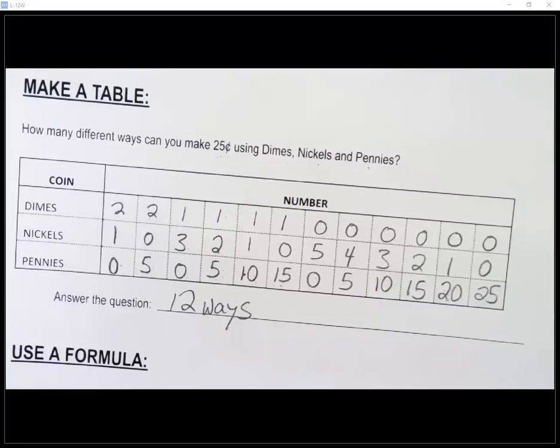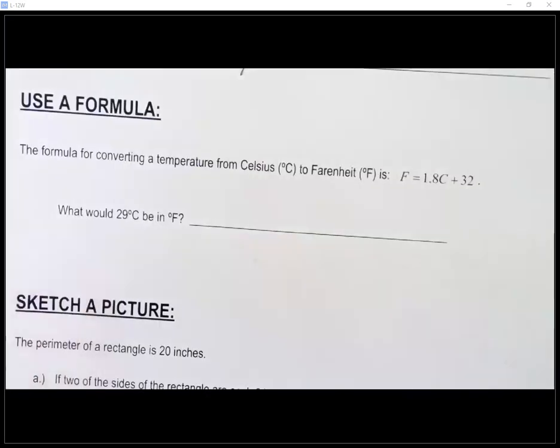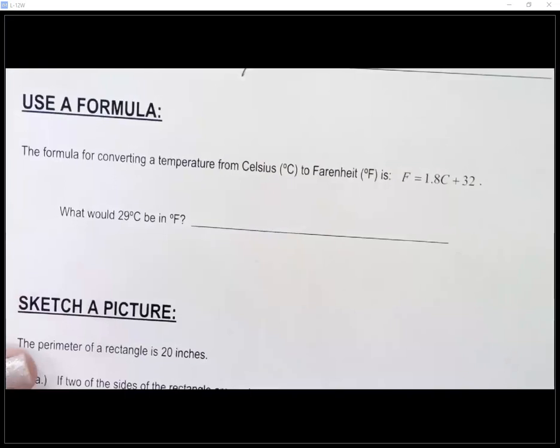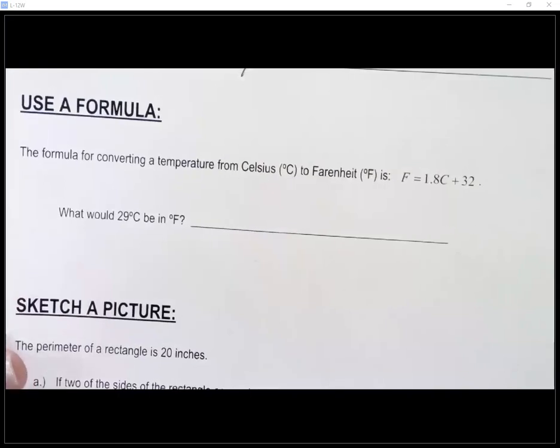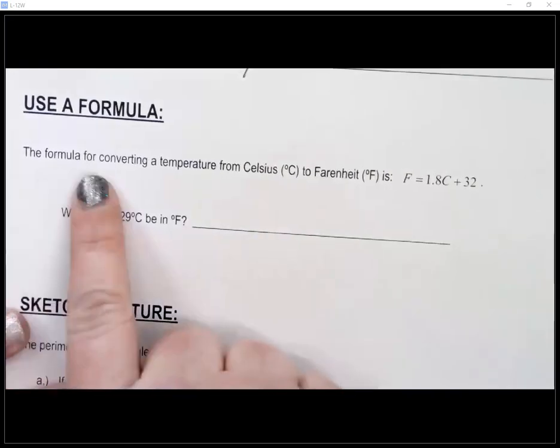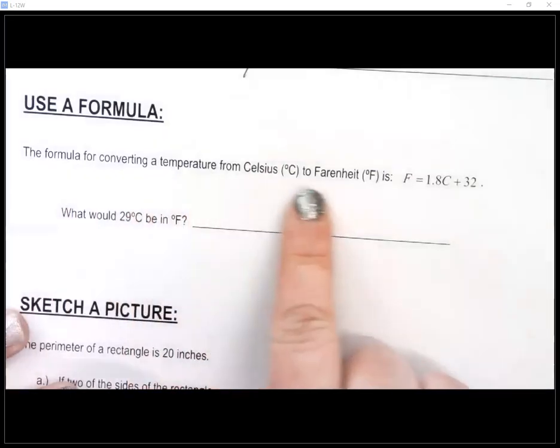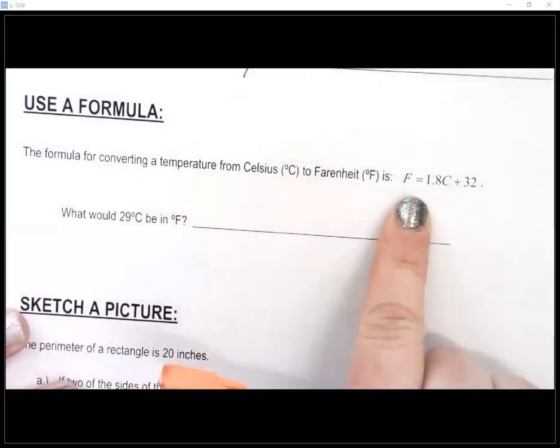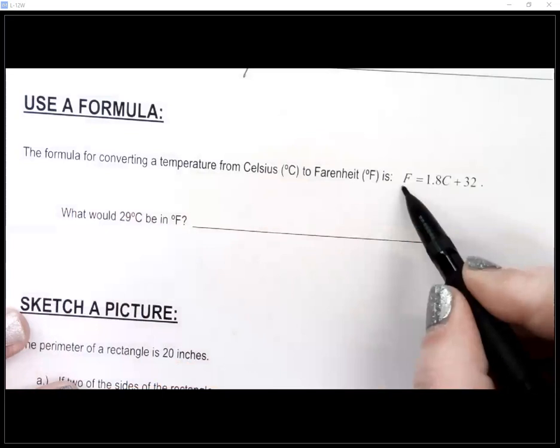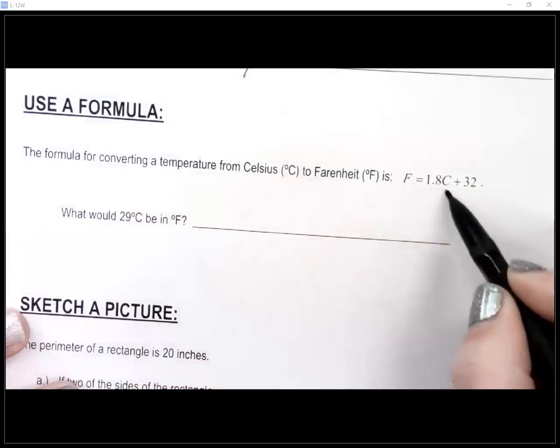Okay, another way to solve a problem. Let's take a look at the middle one, using a formula. So these can be super useful. The formula for converting a temperature from Celsius to Fahrenheit: F, Fahrenheit, is equal to 1.8 times whatever the measure is in Celsius, plus 32.